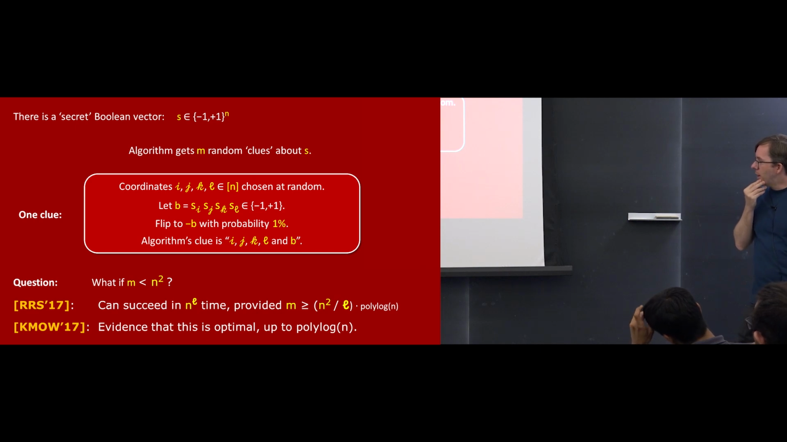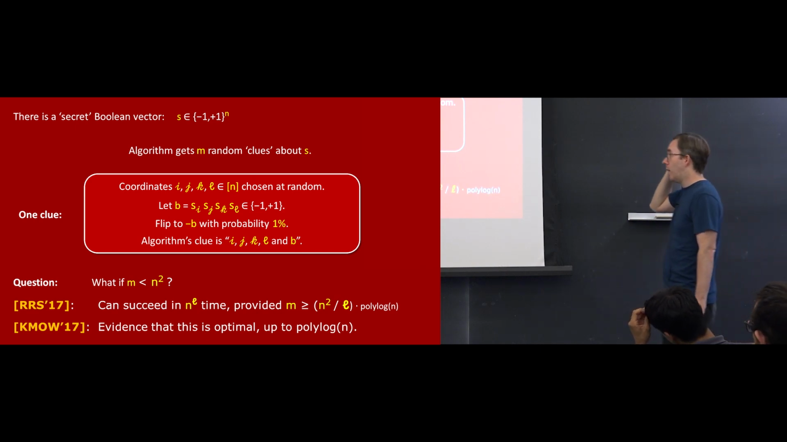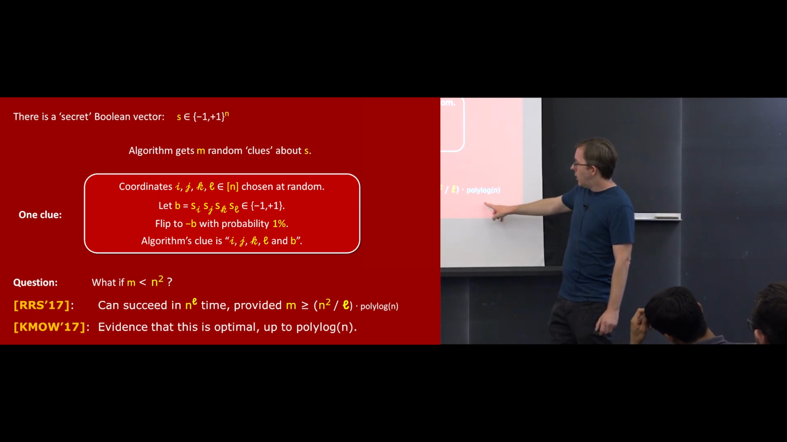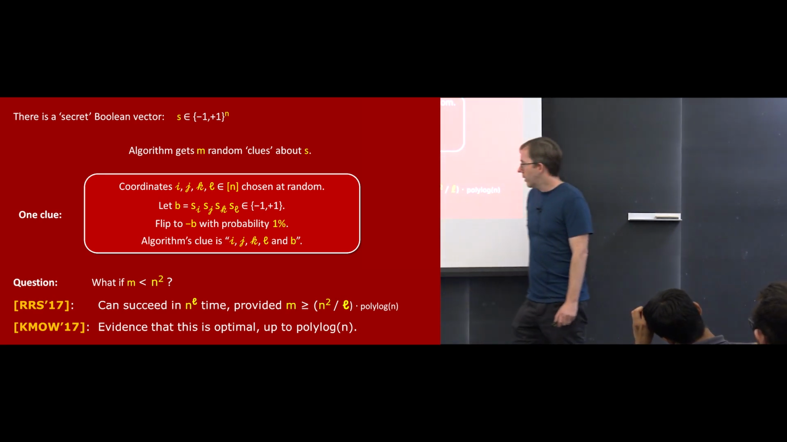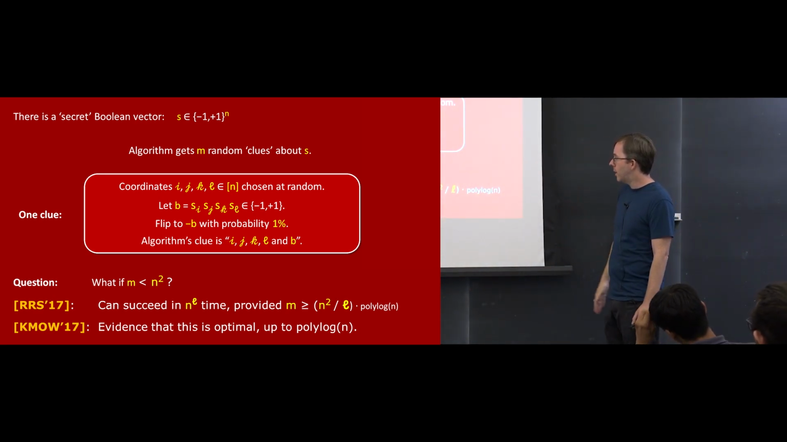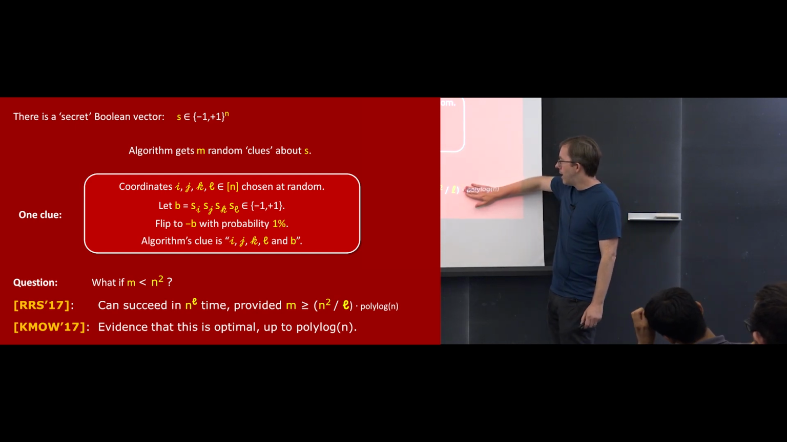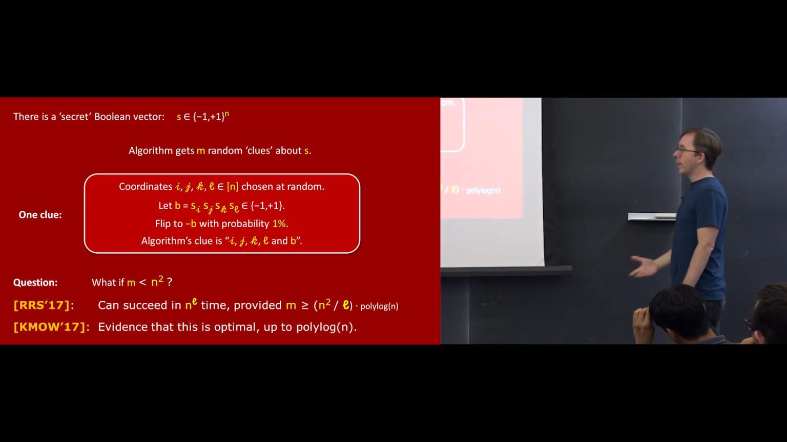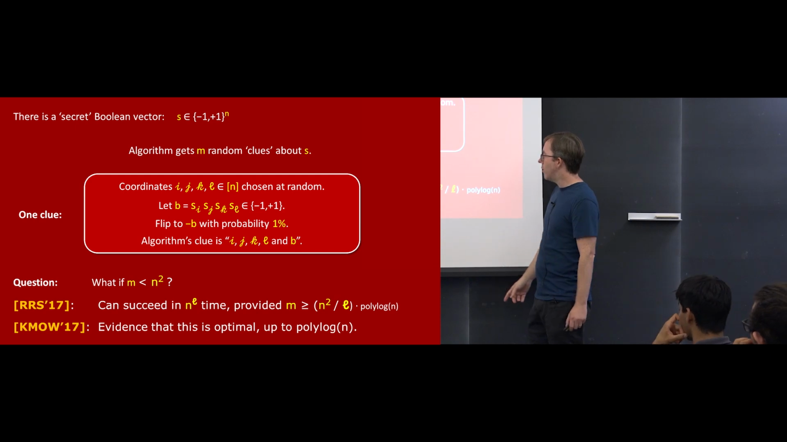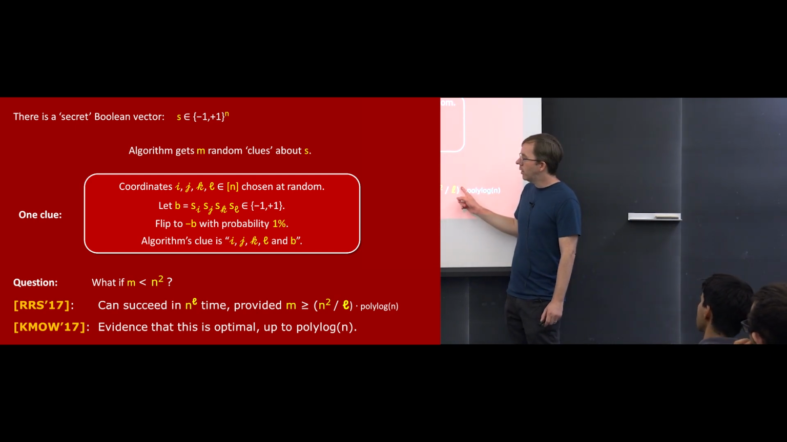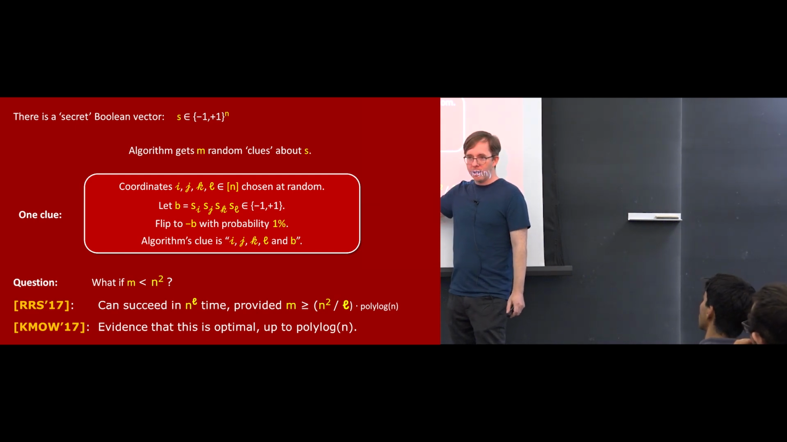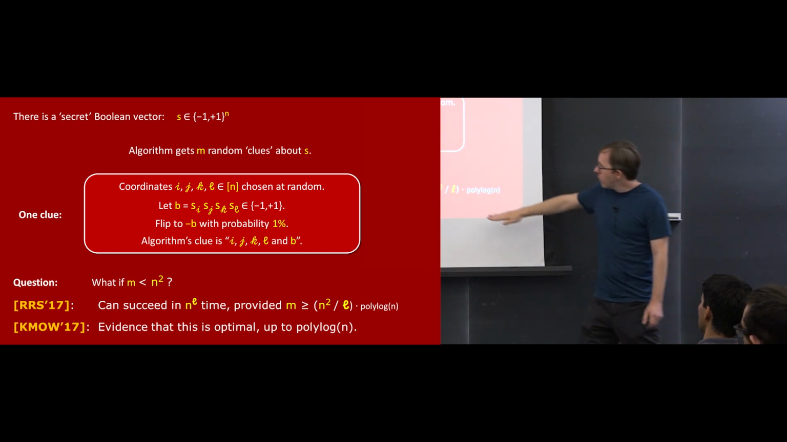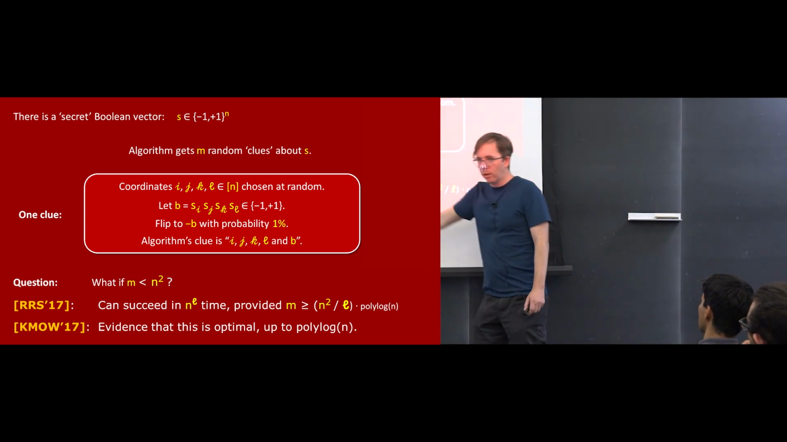So the first paper to tackle this problem was this great paper by Raghavendra Rao and Schramm in 2017. They showed that there's an n to the L time algorithm, where L is a parameter, provided m is bigger than n squared over L. Well, there's also some polylog n factor. But for example, if L is n to the 0.5, that means if you get n to the 1.5 clues, you can do it in time exponential in root n, for example. And as you get closer and closer to n squared clues, you can get closer and closer to polynomial time.